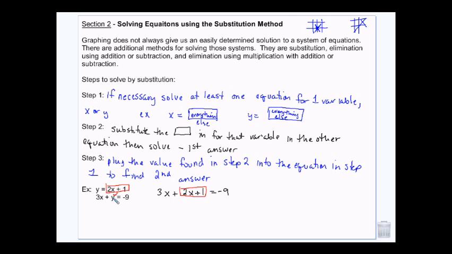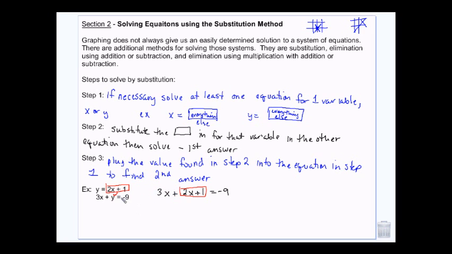It's sort of like when you make change or give change. You substitute 4 quarters for $1. They look different, but they're the same thing. Does that make sense? Okay. So 2x plus 1 and y are the same thing because they're equal. So I can switch them out.